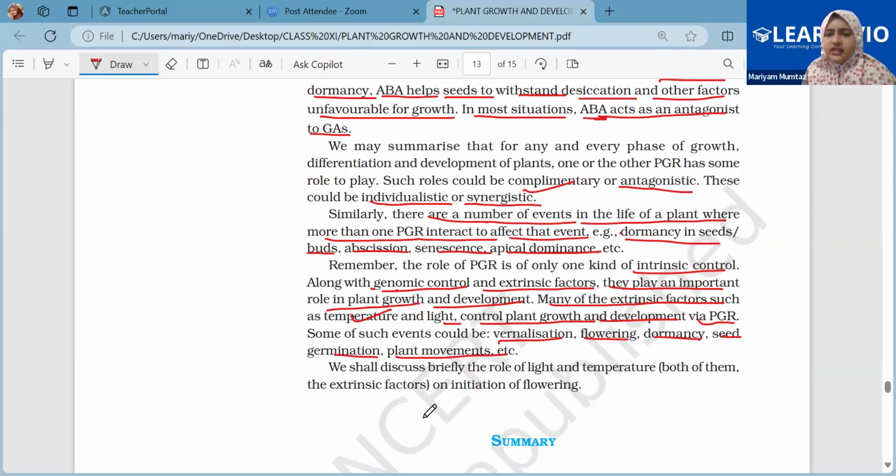Now, this thing, vernalization and photoperiodism has been removed from your syllabus, right?